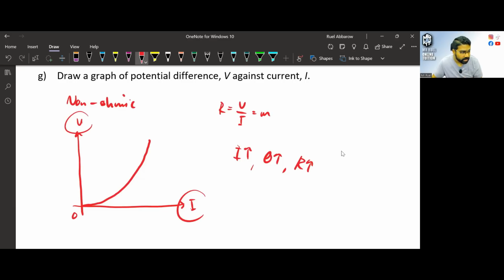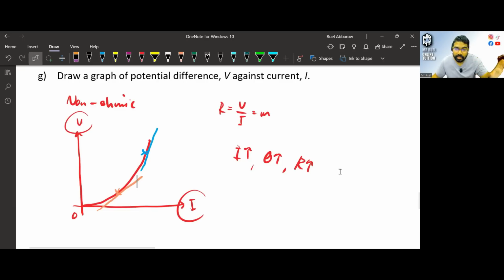As the current increases, the gradient will, let me show you. The gradient at this point is the gradient of the tangent here. But the gradient at this point is like that. Can you see? The gradient is increasing. So it's curving upwards.